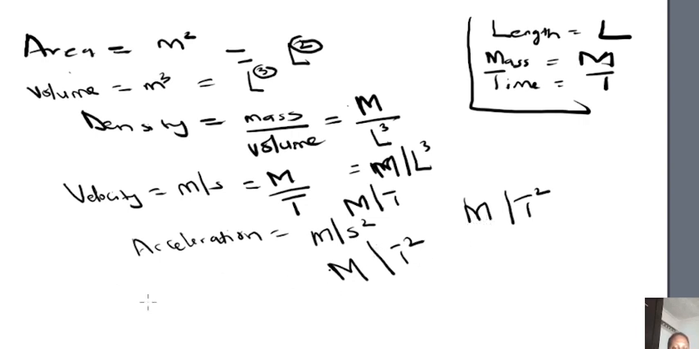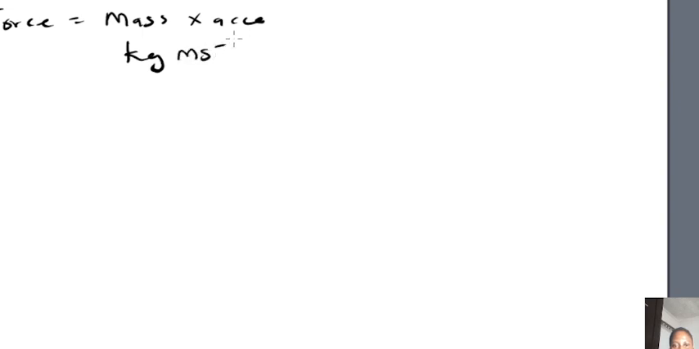Let's derive for force. Okay, let me clear the board so I will not get confused. So for our force, which is equals to mass times acceleration. Our mass was kg, and acceleration was ms minus 2, right? So when we have kg ms minus 2, so kg is going to turn to what?